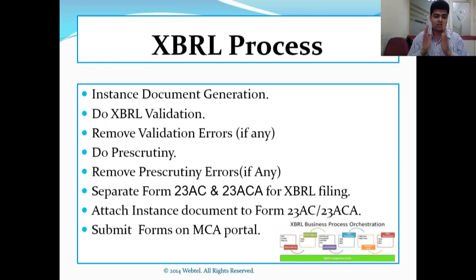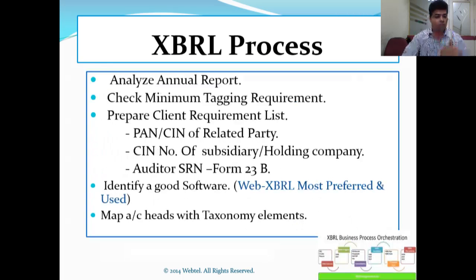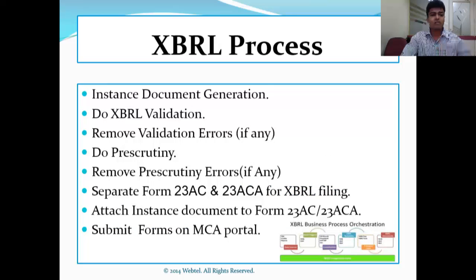So in short, this is the overall process. You analyze the report, check the minimum tagging requirement, send the client requirement list to your client, and using the good software, that is Web XBRL, map heads with the taxonomy elements, generate the instance document, remove all your validation errors, remove your pre-scrutiny errors, and then finally attach the final XML to the separate forms 23AC and ACA.